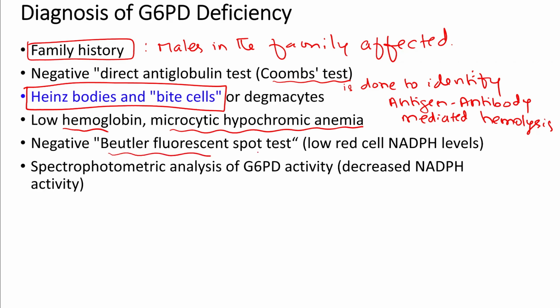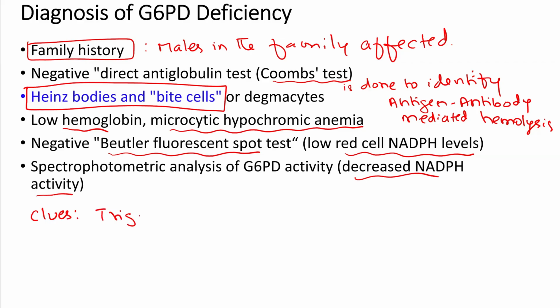A negative Beutler fluorescent spot test is indicative of low red blood cell NADPH levels. Spectrophotometric analysis of G6PD activity shows decreased NADPH activity. Overall, in whatever I have written here, give importance to family history. Males in the family affected, indicating an X-linked condition. And then Heinz bodies and bite cells. And of course, signs of anemia. And then look for what is the triggering event. Let me write down all of them. Clues.